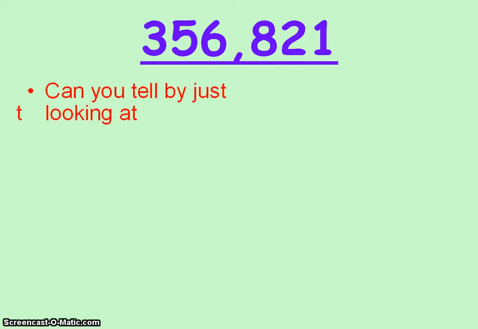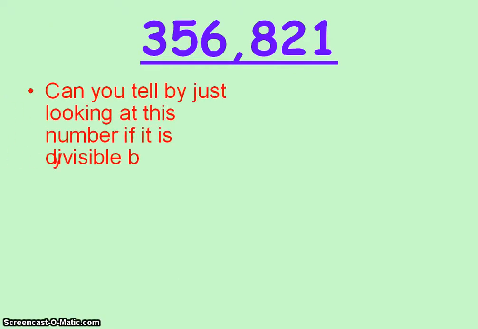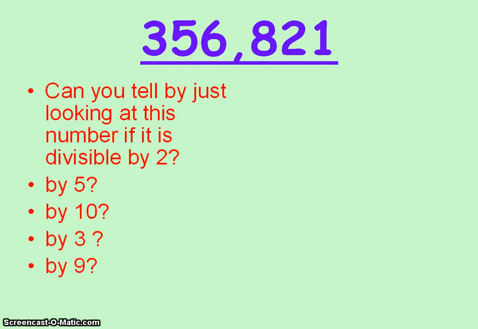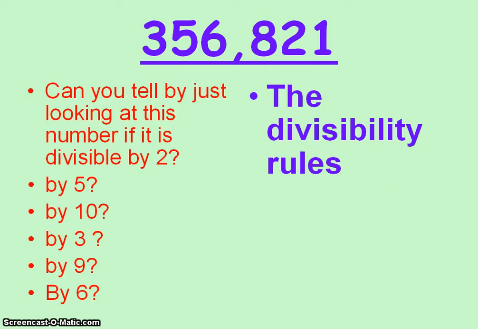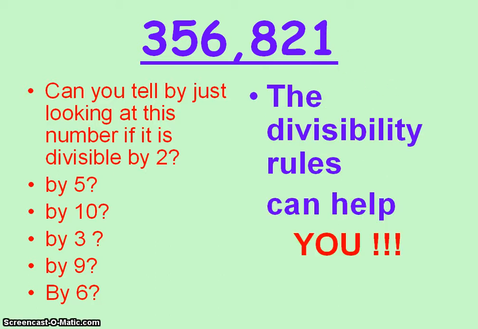Look at this number, 356,821. Can you tell just by looking at this number if it is divisible by 2, or divisible by 5, or divisible by 10, divisible by 3, divisible by 9, or divisible by 6? With divisibility rules, you can tell just by looking at the number.